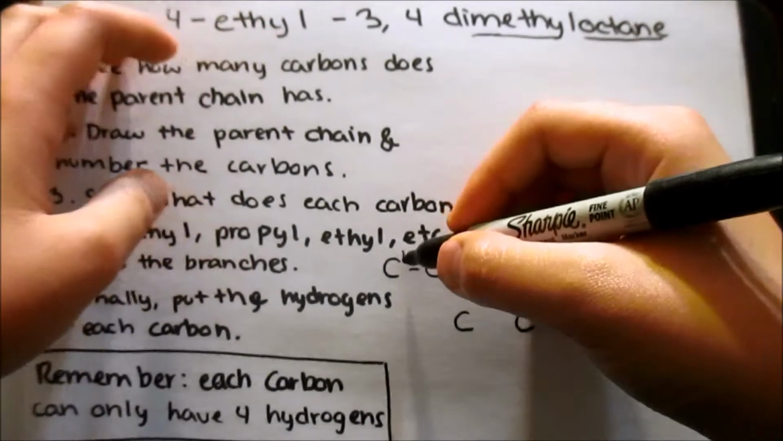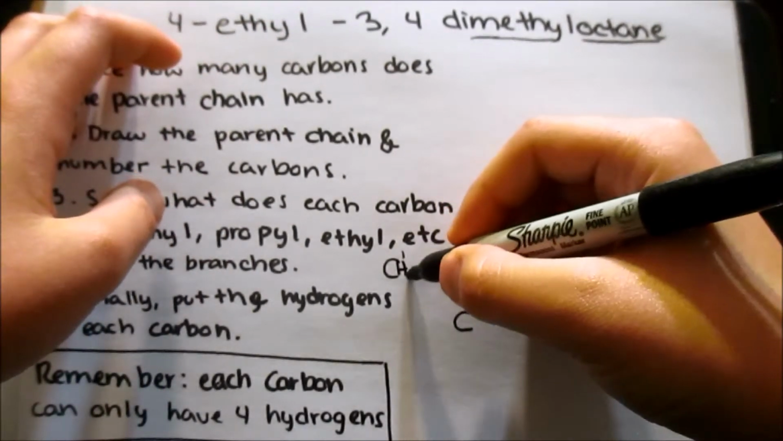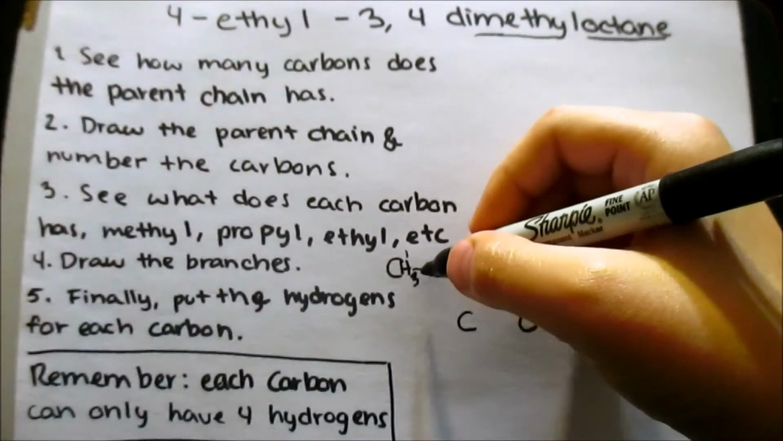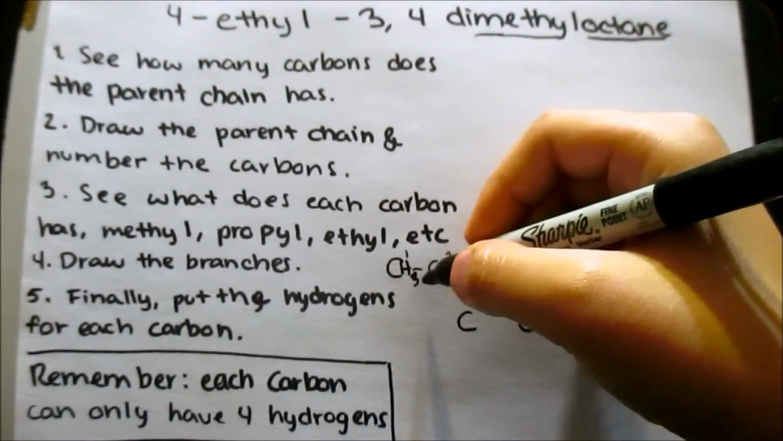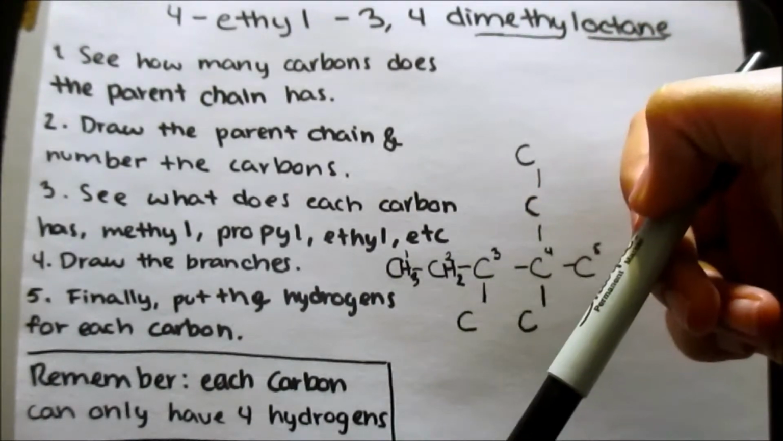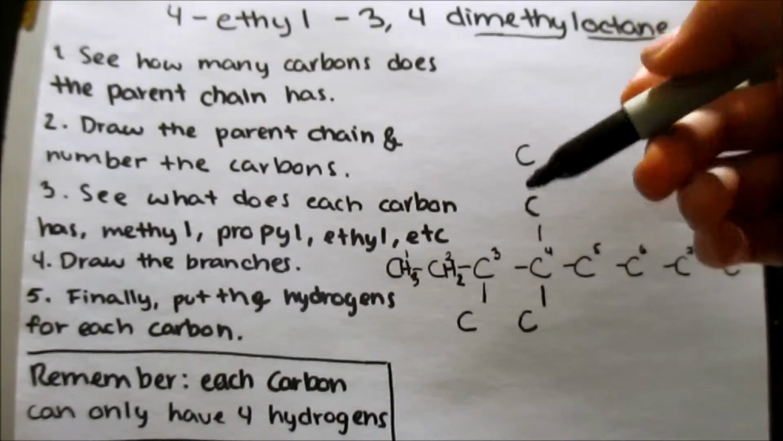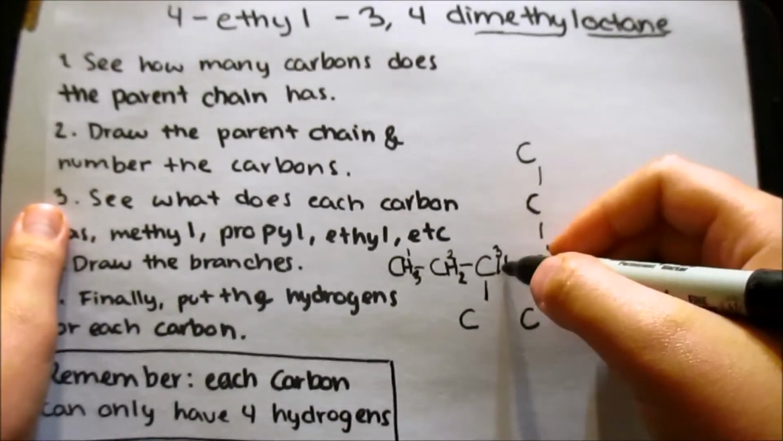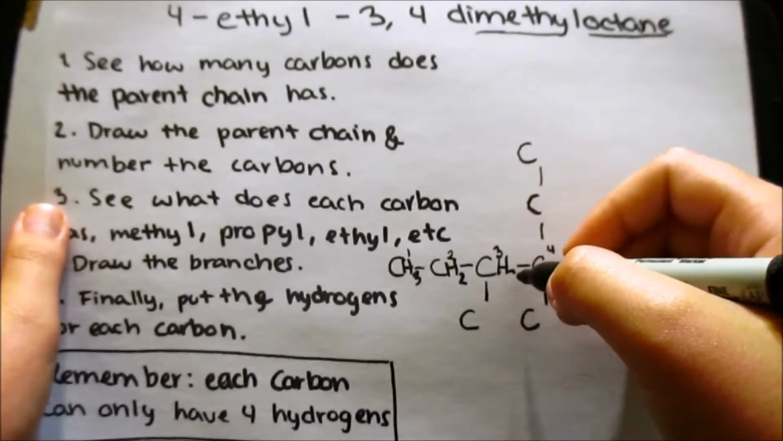Then we write the hydrogens. Here is 3 because we only have 1 bond, and carbons can only have 4 bonds. Here it's only an H.